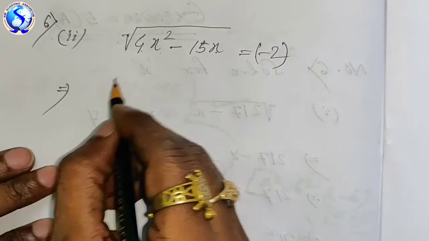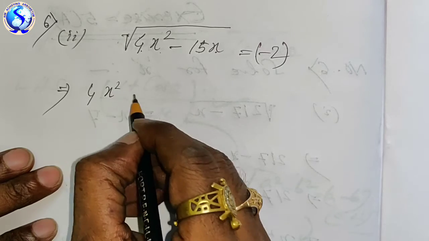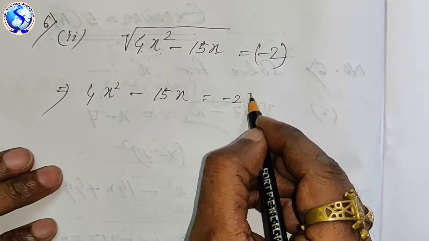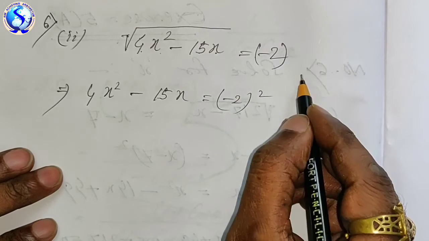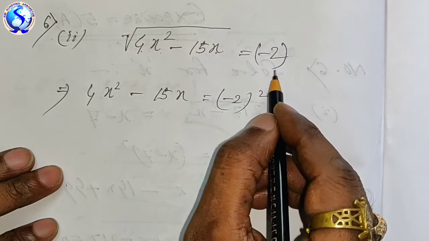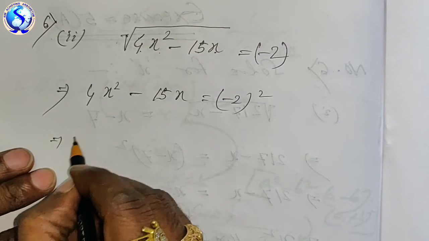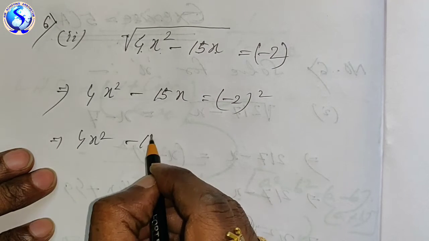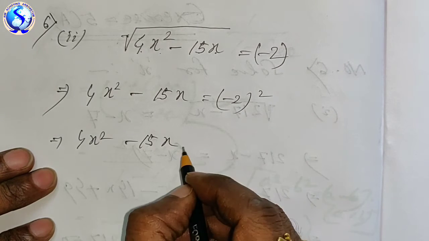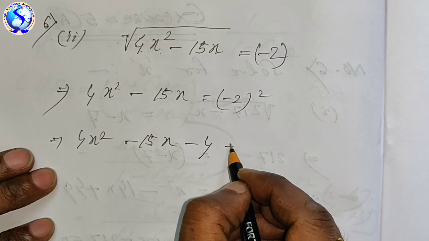Squaring both sides, this root will vanish. 4x square minus 15x, and minus 2 whole square. You have to write this here. As the root sign is given, you have to square both sides. And this will be 4x square minus 15x, and minus 2 whole square will be how much? Plus 4. If you bring this side, this will be minus 4 equal to 0.